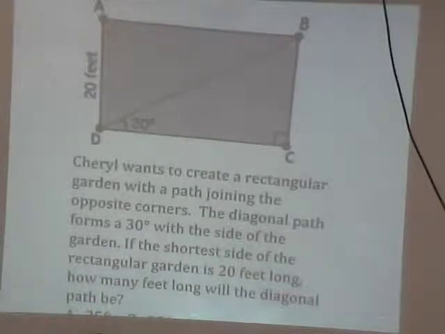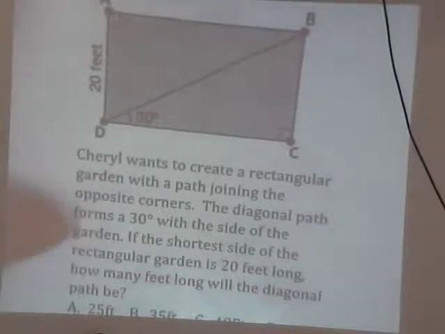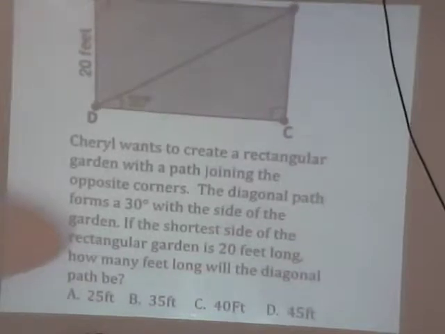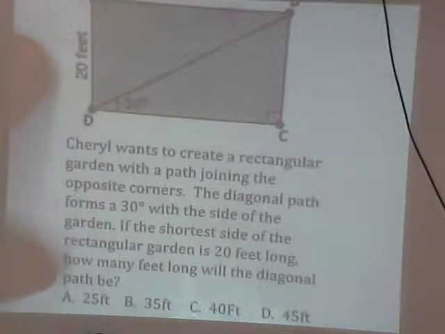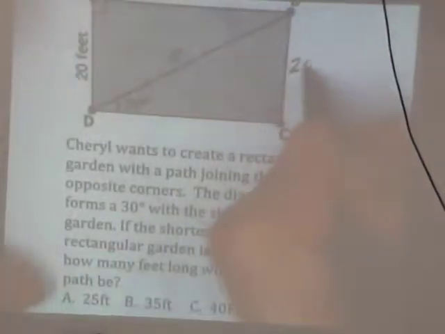All right, so my 33, I guess it would be your 34, but if you just keep counting, it would be your new 33. Cheryl wants to create a rectangular garden with a path joining the opposite corners. There's the path joining the opposite corners. The diagonal path forms a 30 degree angle with the side of the garden. If the shortest side of the rectangular garden is 20 feet, how many feet long will the diagonal path be? So they want to know how long this is.